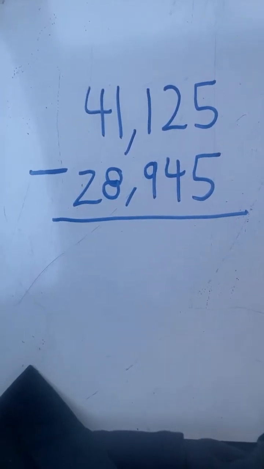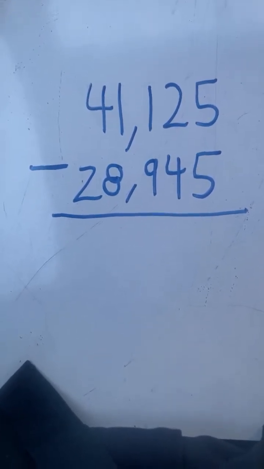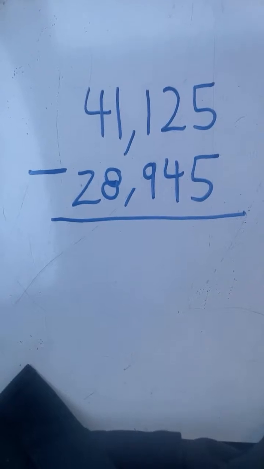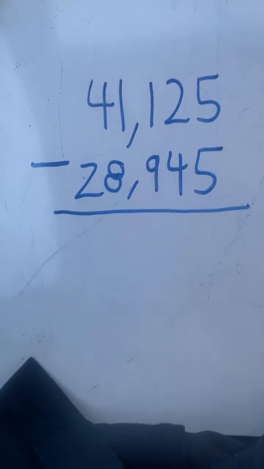So this video is going to focus on multi-digit subtraction with regrouping. 41,125 minus 28,945 is our model problem, and I'm going to go through step by step how to solve that problem.